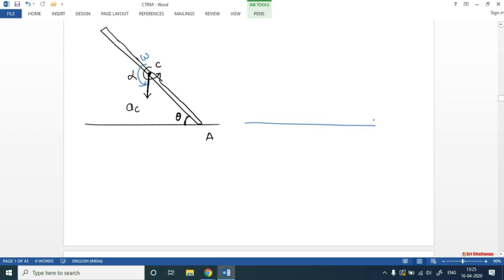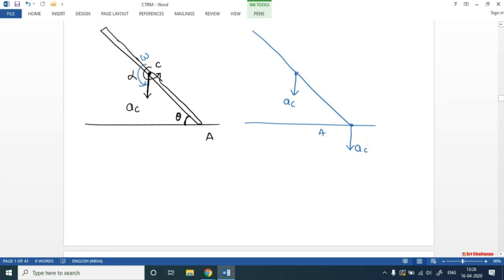So let's draw the diagram again. So this is the rod and this is the center. The acceleration of the center of mass is this. Due to translation, the acceleration of any point is going to be in the same direction. So let's look at this point A. The acceleration of this point A due to translation is going to be in this direction over here.